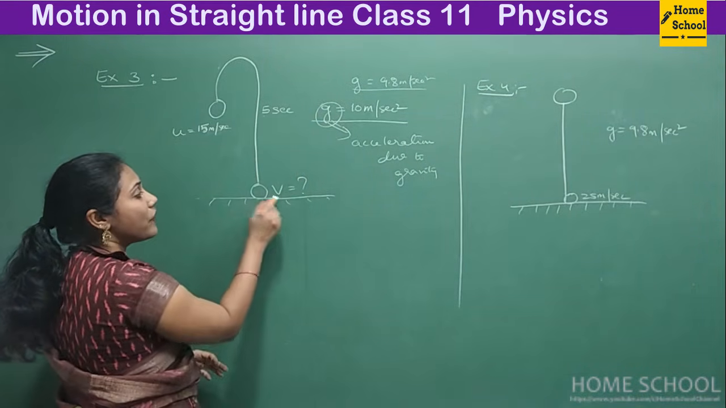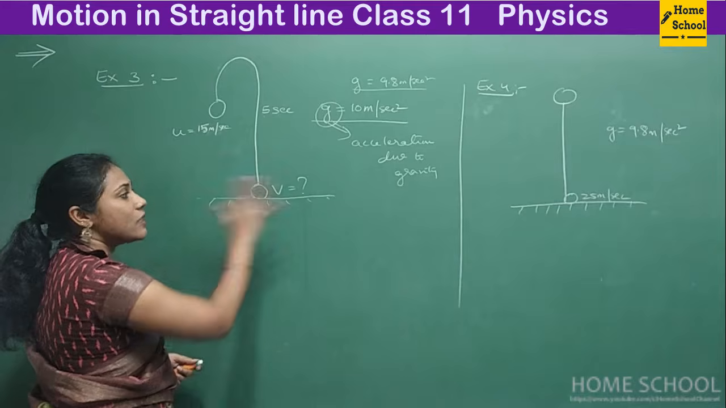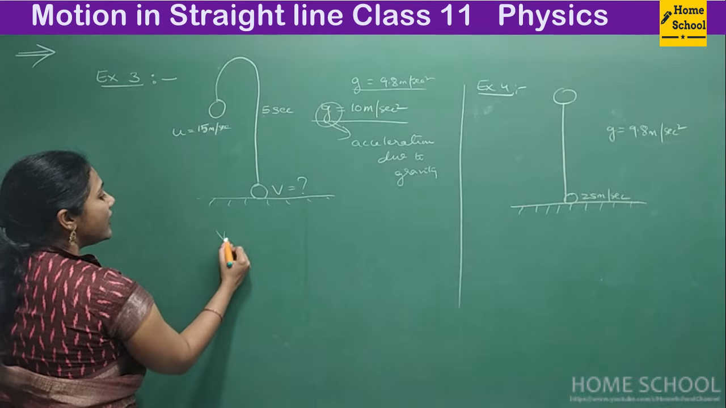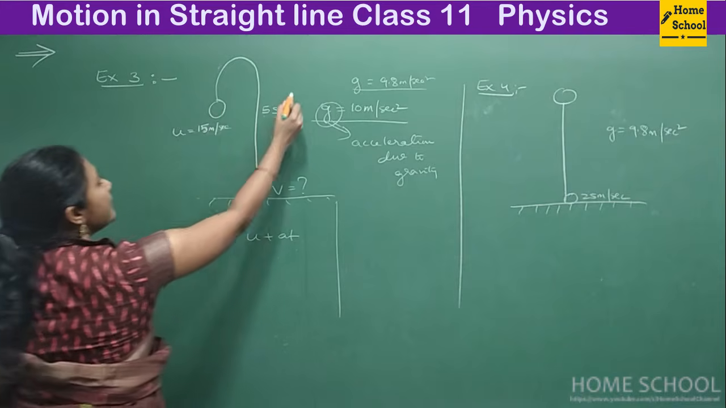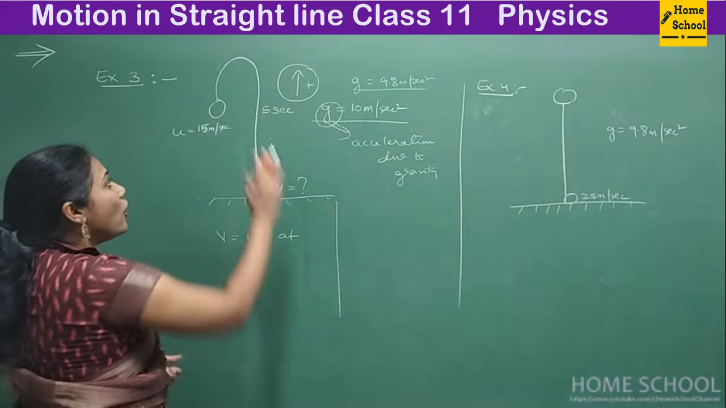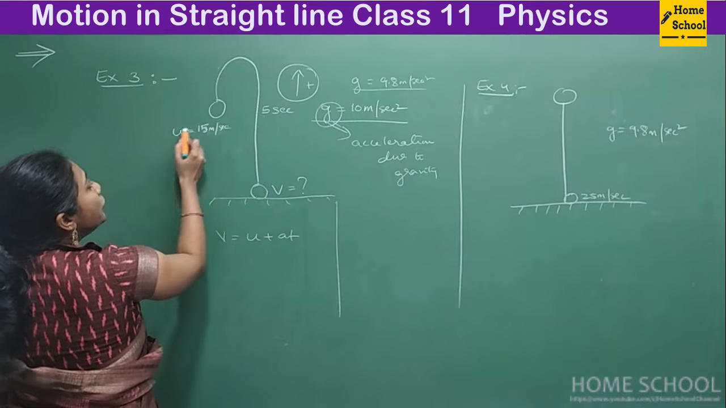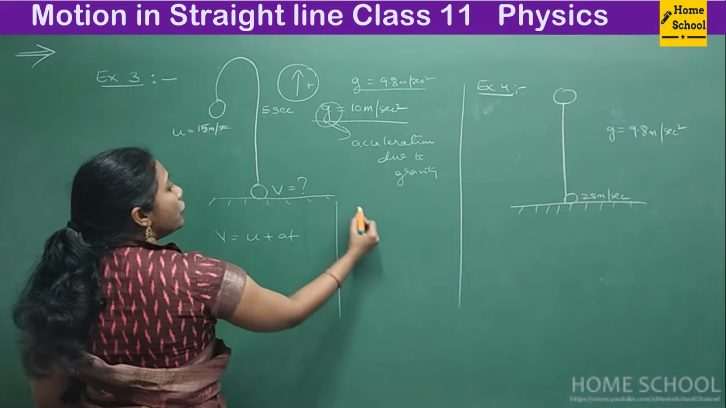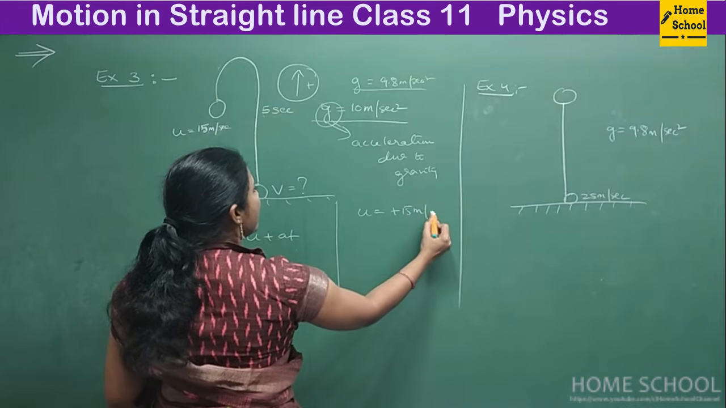So what do you have to calculate? V, the final velocity. With what velocity the ball is hitting the ground, that's what you need to calculate. What is the equation? v = u + at, right? What is u? If I consider the upward direction as positive, here signs are very, very important. Initial velocity u: the ball is moving up initially, so u is positive. That is u = +15 meters per second.